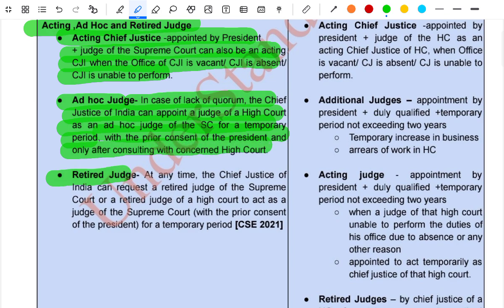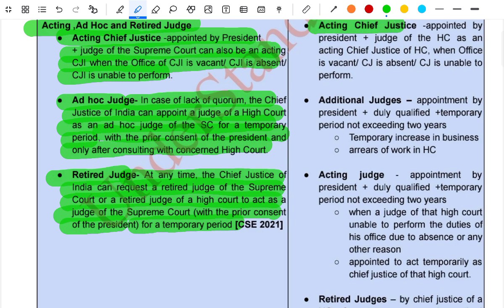Retired judges. At any time, the Chief Justice of India can request a retired judge of the Supreme Court or a retired judge of the High Court to act as a judge of the Supreme Court, with the prior consent of the President, for a temporary period.